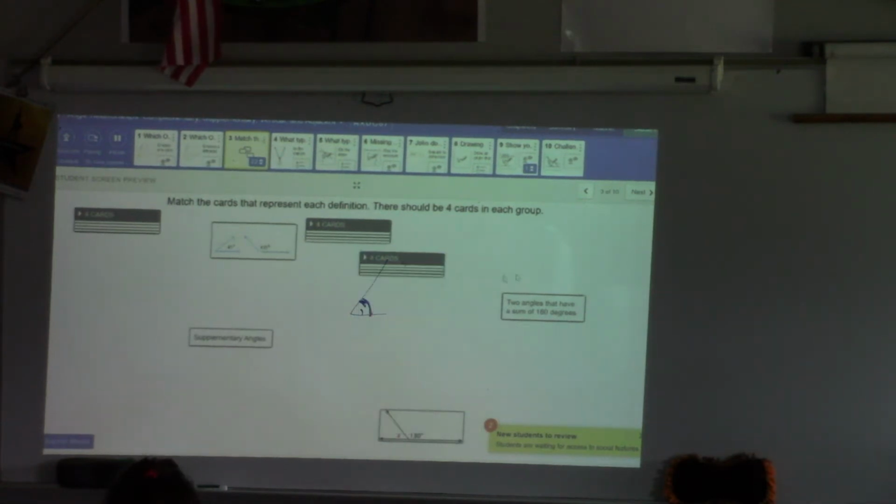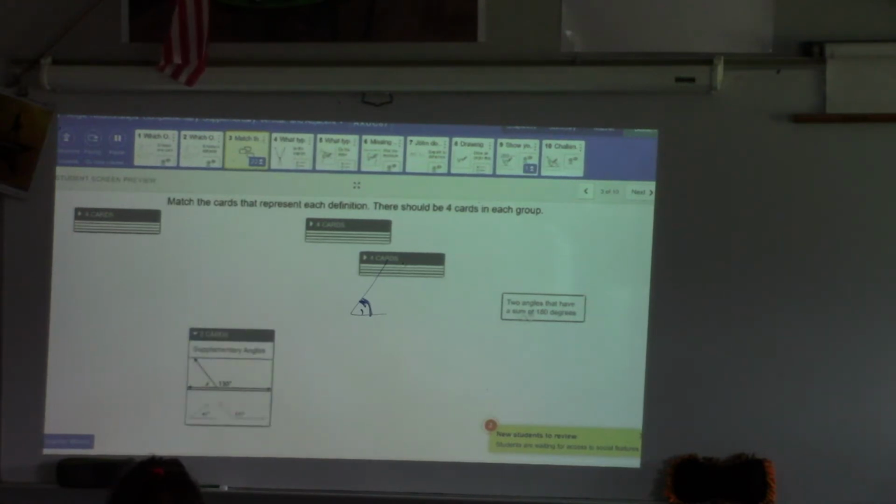That's complete. So now, all we have are supplementary angles, which, how do we know supplementary? Angles that have a sum of 180 degrees. They have a sum of 180. Please hear me very clearly on this.